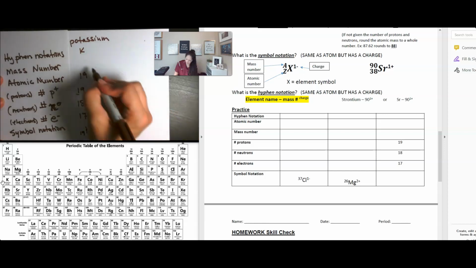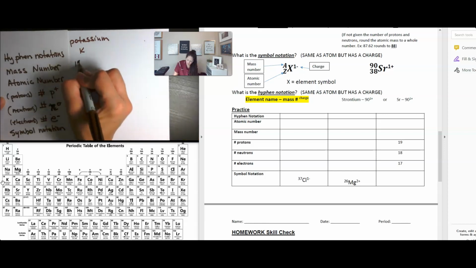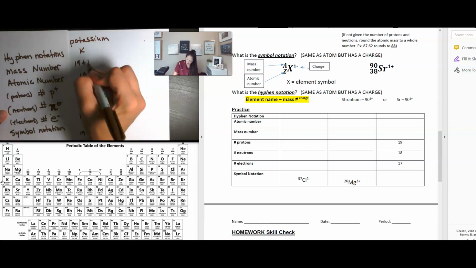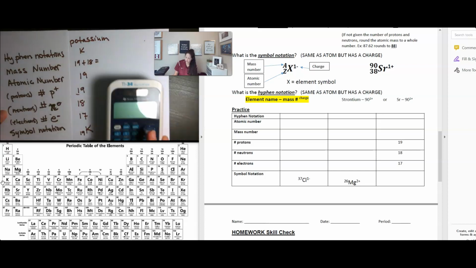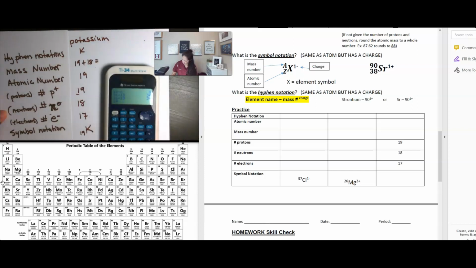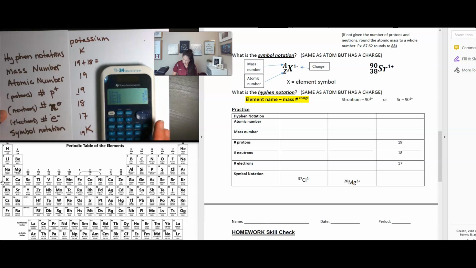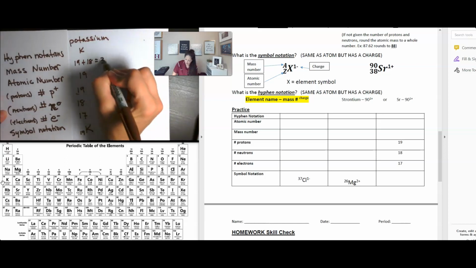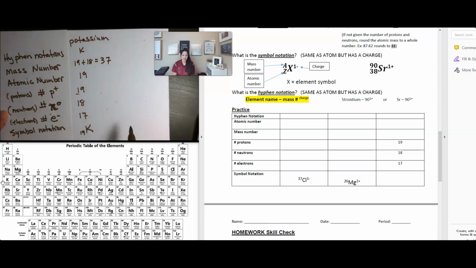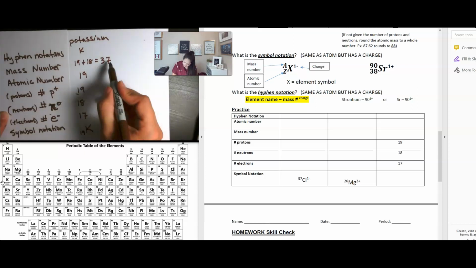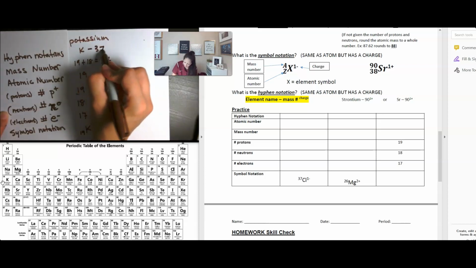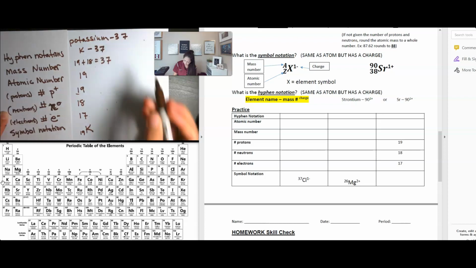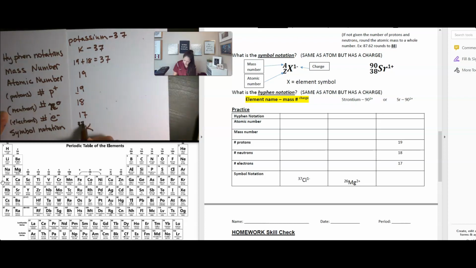Our mass number is going to be our protons, that's 19, plus our neutrons, 18. Add those together, and we get 37. Good, time to use a calculator. So, potassium-37. And then we put 37 here, but we got to figure out what the charge is.